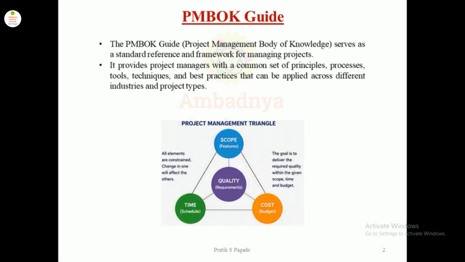So here, see, the PMBOK guide provides project managers with a common set of principles, processes, tools, techniques and best practices that can be applied across different industries and project types. There are different industries like pharmaceutical industries, wastewater industry, oil and gas industry, thermal industry. In each and every industry this PMBOK guide helps us to manage projects effectively.